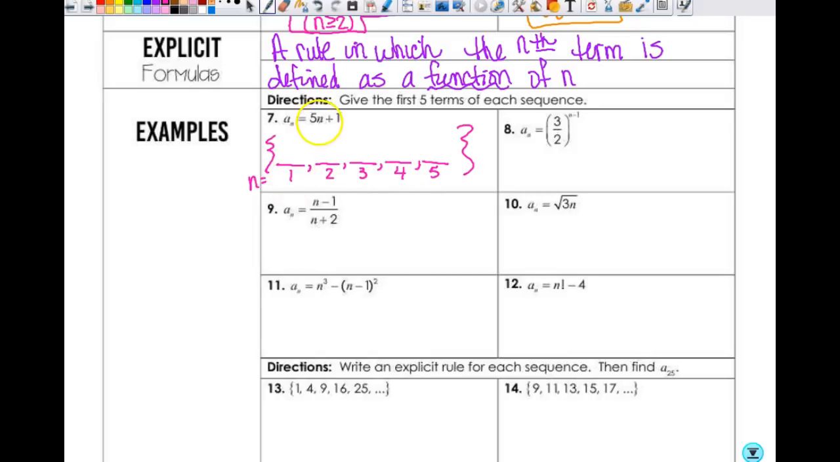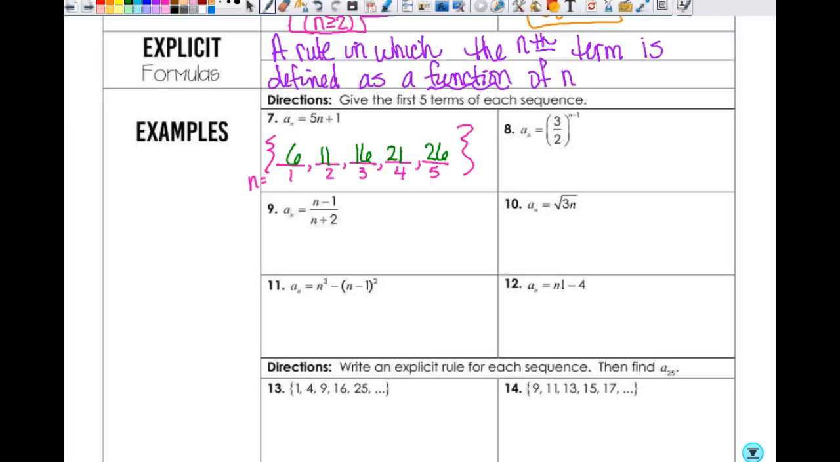So I substitute in 1. 1 times 5 is 5, plus 1 is 6. Then 2 times 5 is 10, plus 1 is 11. And then this would give me 16. 4 times 5 would be 21. 5, and that would give me 26. Okay, that's the way the explicit formulas work.